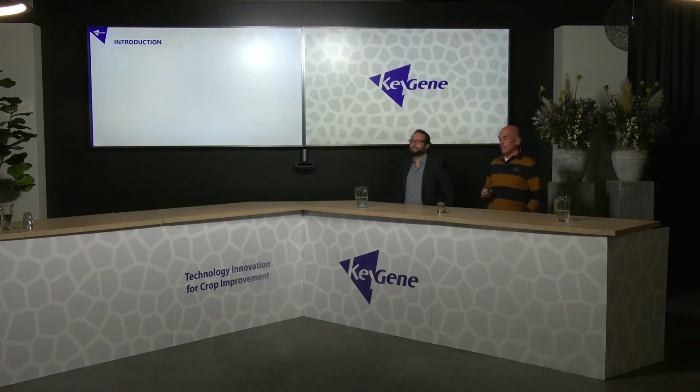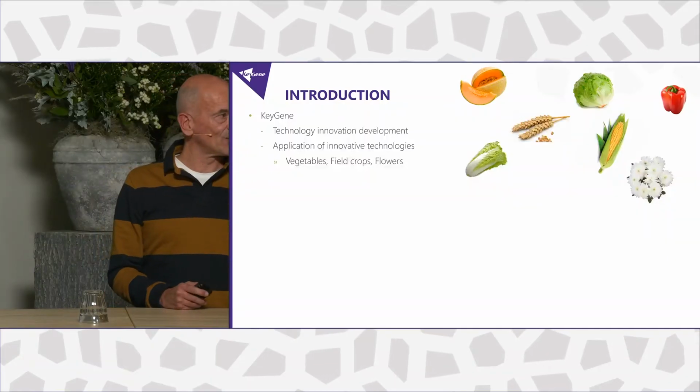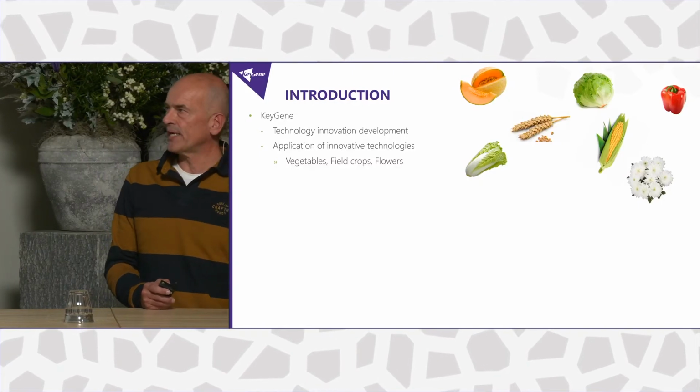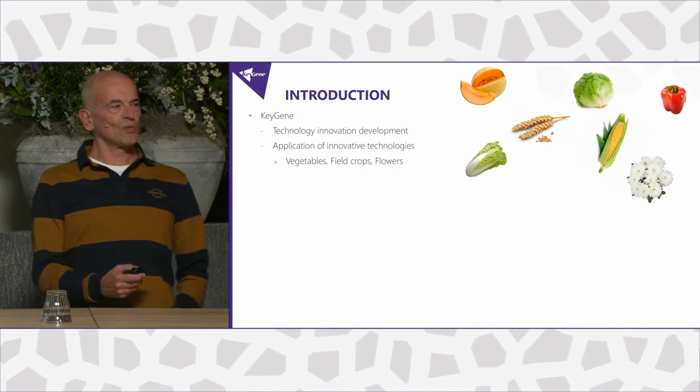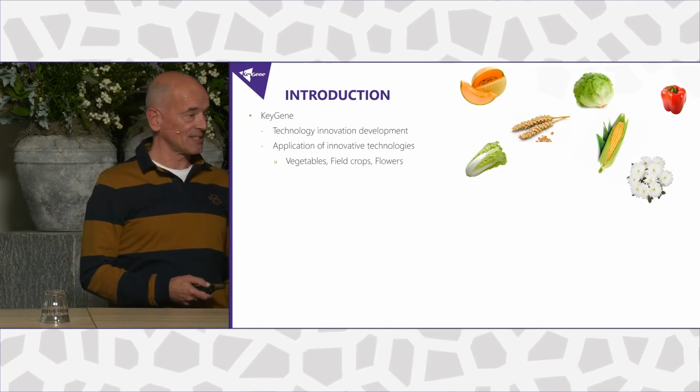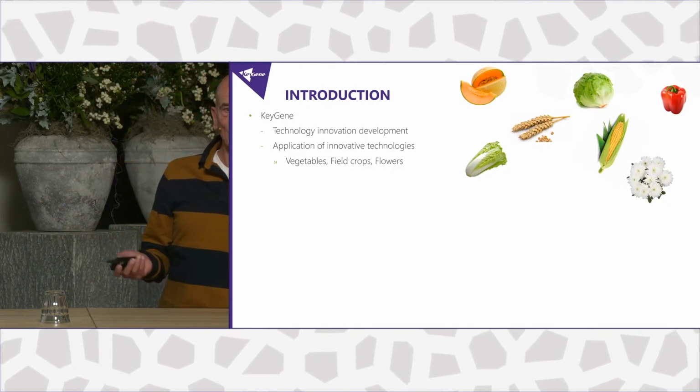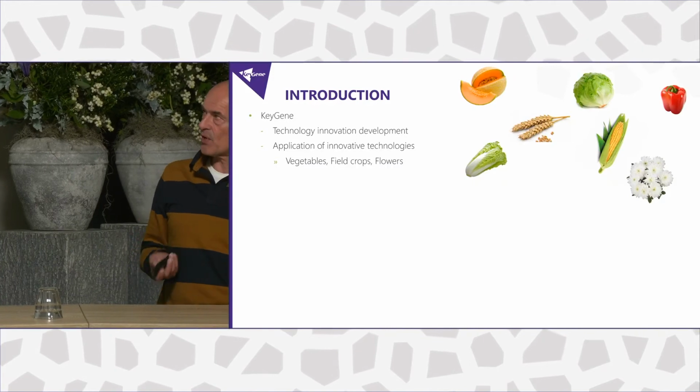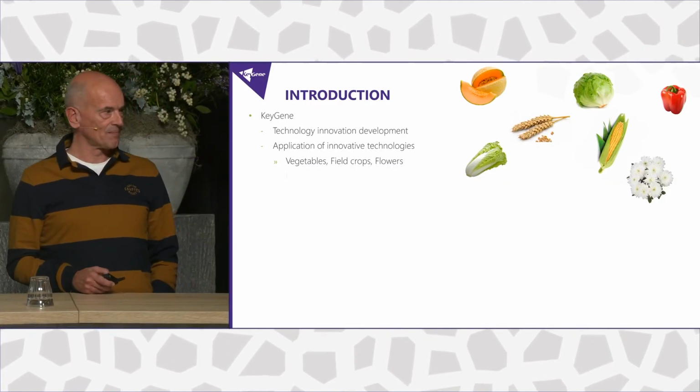Okay, so I will start this duo presentation by explaining what Keygene is doing in the field of vegetatively propagated crops, because that might not be obvious to all of you. And after I've explained a bit on that, then Fernando will take over with more details. So Keygene is all about innovation, technology development, and developing new technologies for use in breeding. At the same time, we're also working on application of those technologies in actual breeding programs. And we've been doing that for 30 years, mostly on vegetable crops, field crops, and flowers.